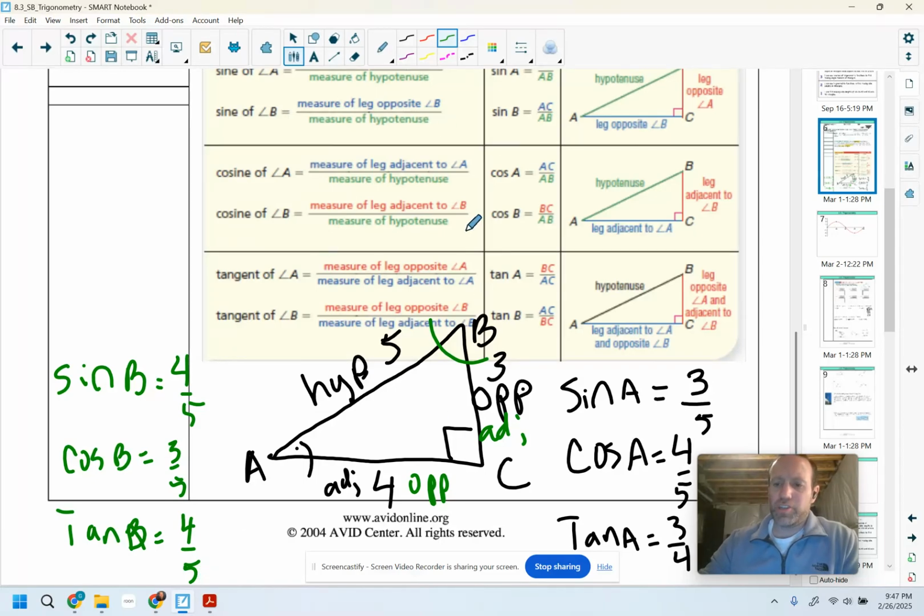Now, one thing I didn't mention in the other video is that the tangent is always the opposite over the adjacent. The sine is always the opposite over the hypotenuse, and the cosine is always the adjacent side over the hypotenuse. And again, this is only for right triangles. So I just want to briefly mention that before we get into some more examples, and especially using angle measures and figuring out angle measures.